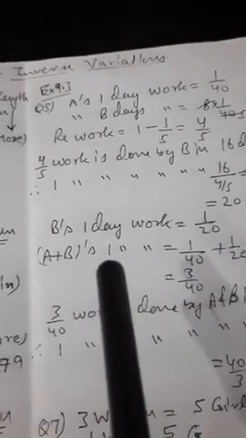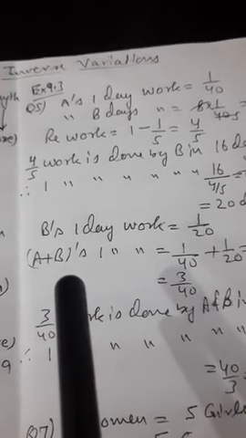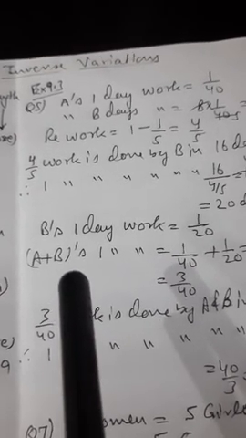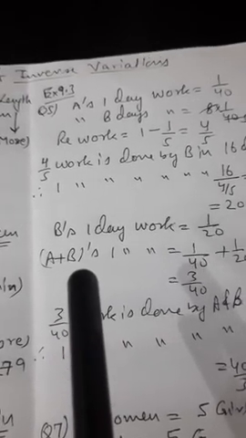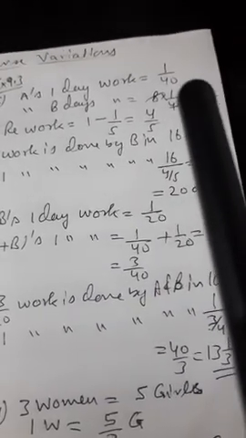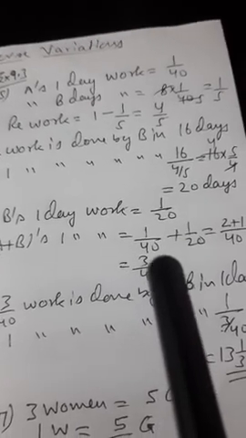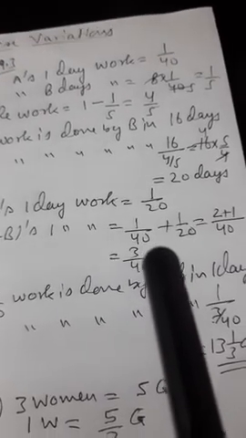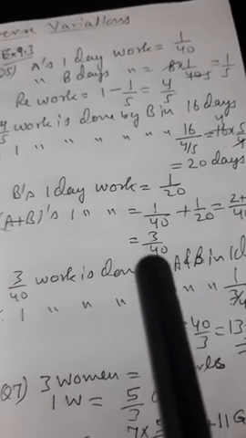Now the question is asking in how many days they can complete the work by doing it together. That means A and B together. So we can write A plus B's 1 day work. A's 1 day work was 1 upon 40. B's 1 day work is 1 upon 20. We add them to find their 1 day work together. So we get 3 upon 40.